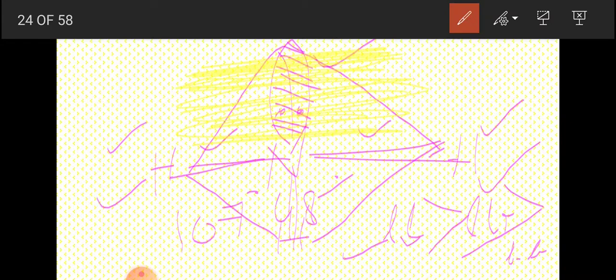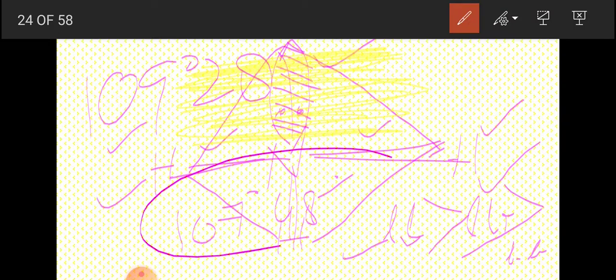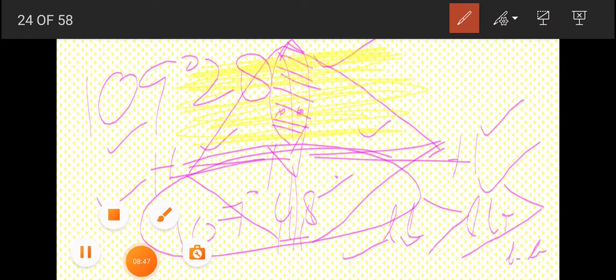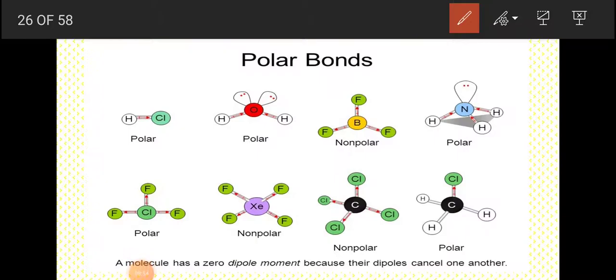What was the angle in the tetrahedron? 109 degree 28 minutes. So it has been reduced to 107 degree 48 minutes. Now let's see the next structure, water. Ready to draw the structure of water. Oxygen is the central atom in water, H2O.